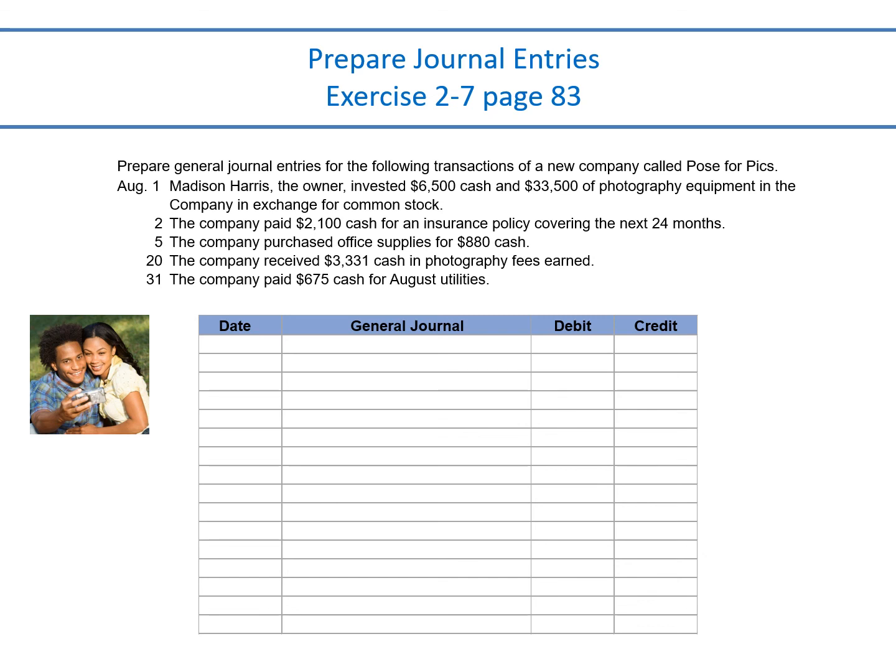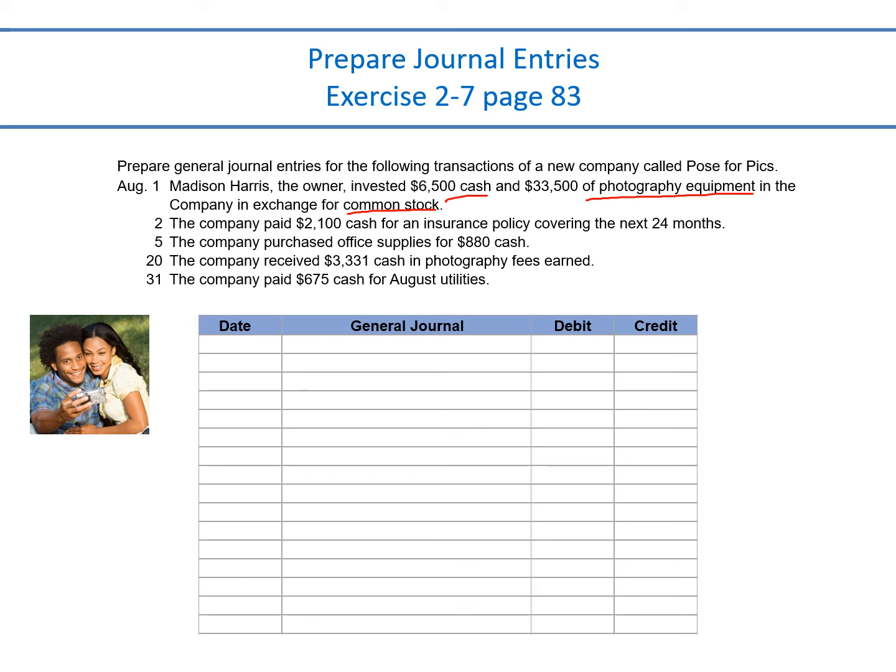Okay, so on August 1st, Madison Harris, the owner, invested $6,500 cash and $33,500 of photography equipment in the company in exchange for common stock. So we know that when we make journal entries or we record transactions, there has to be at least two accounts that are affected. But in this one, we have cash, we have photography equipment, and we have common stock.